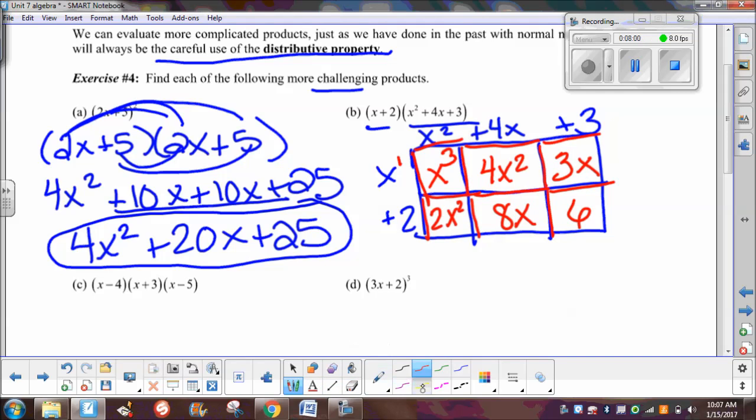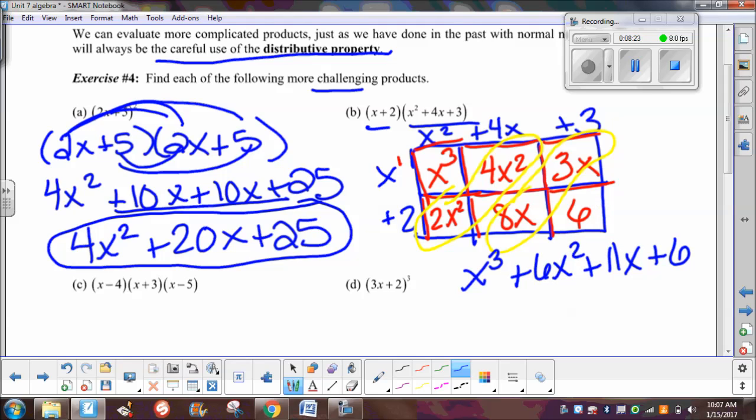And now I search this graphic organizer and I look for like terms. And I do see those are like terms. And I also see that those are like terms. So to write my final answer in standard form means start with the highest exponent first, x to the third. I combine like terms and get 6x squared. Combine some more like terms, and 11x plus that 6 on the end. There's my answer, simplest form.